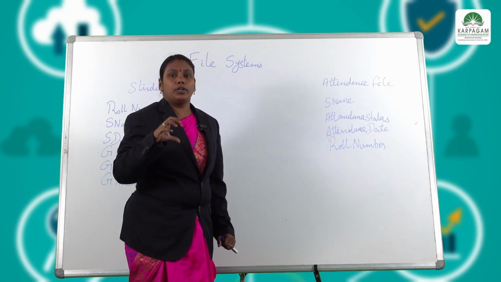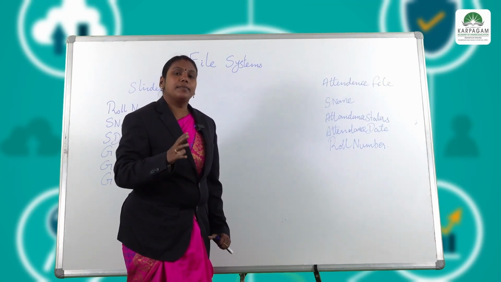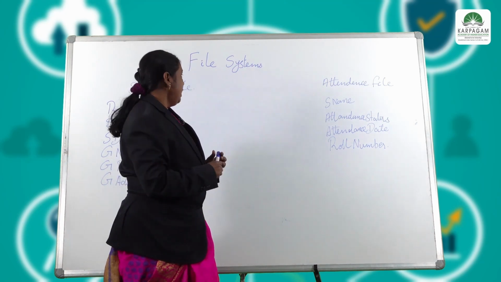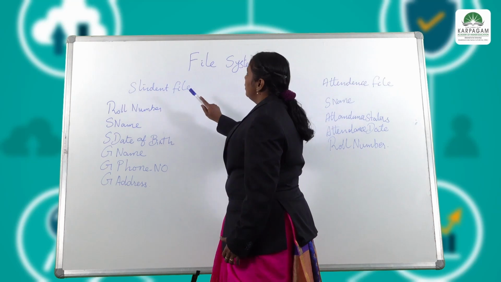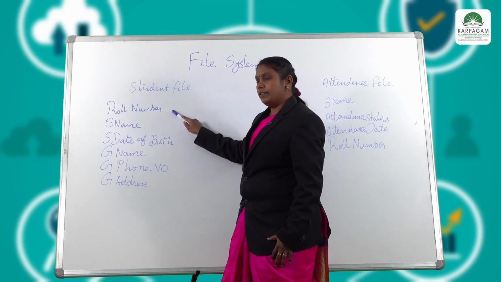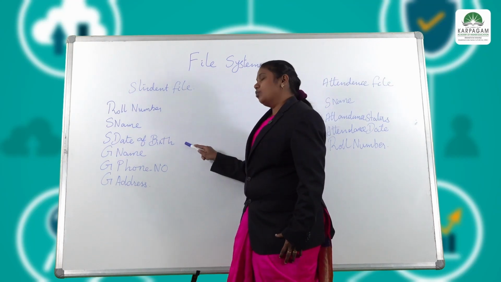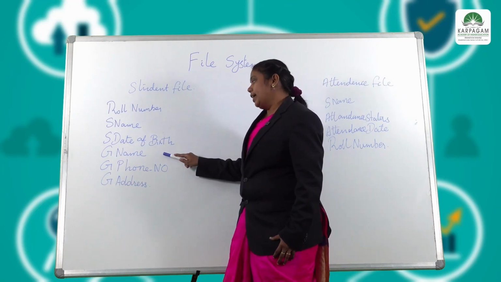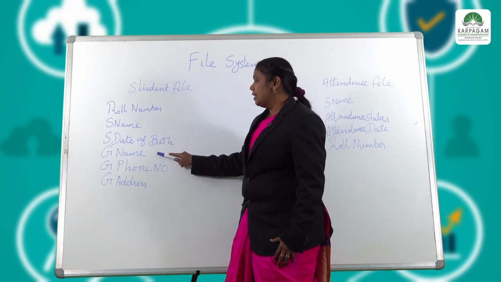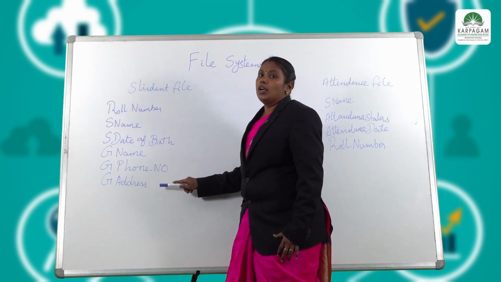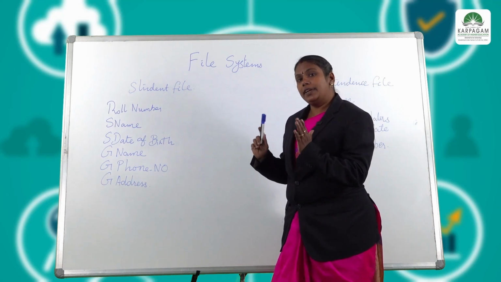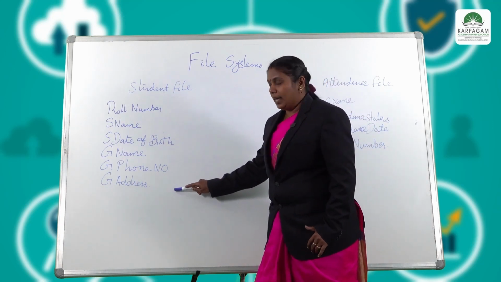Files are also supported by the operating system. The operating system stores a number of data. In the example, the student file includes student data, that is, roll number of the student, student name, student date of birth, guardian name, guardian phone number and guardian address. So there are 6 different columns available, and we are storing multiple data in the column area.